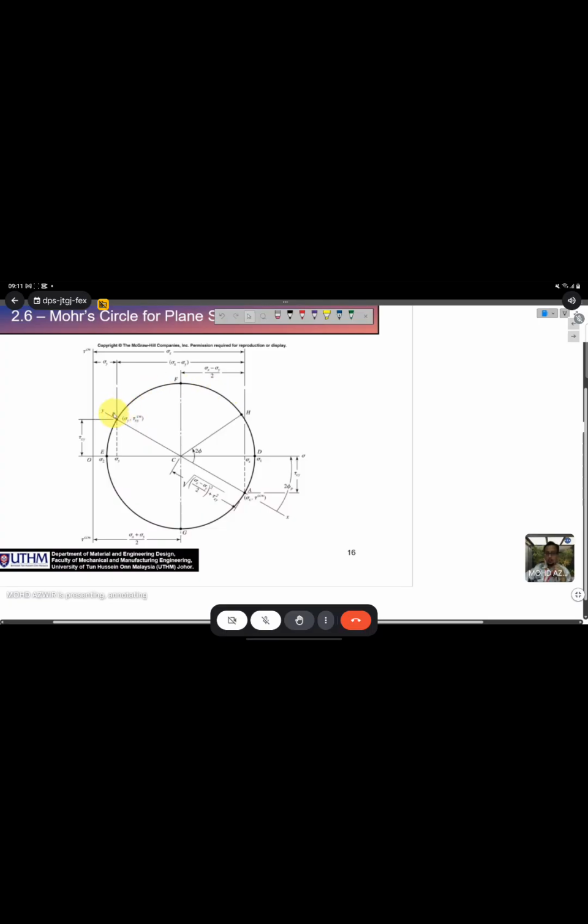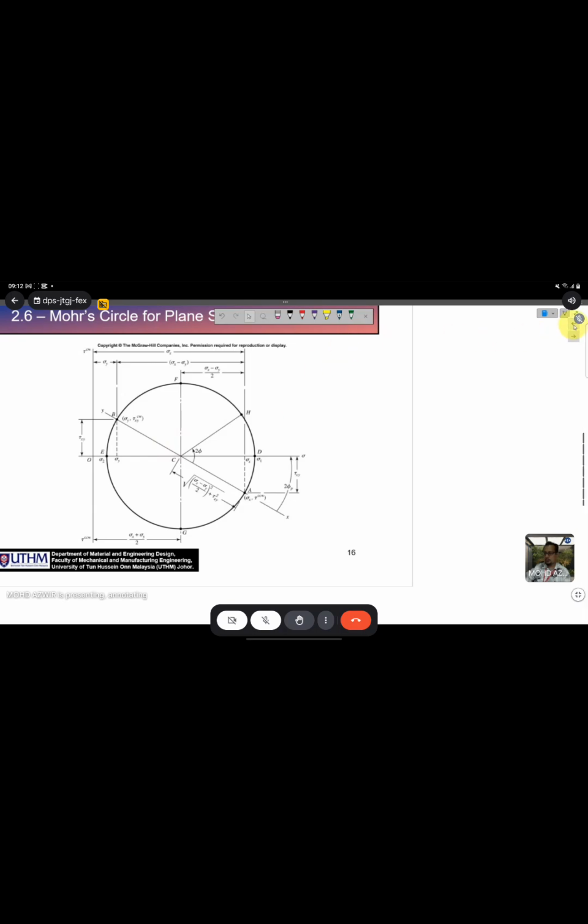And then from here, you take a compass, and then you draw a circle like this. Okay, and then if the circle intersects with this one, you get the sigma 2, and if it intersects with the maximum value, you get your sigma 1. Sigma 1 and sigma 2, you can read from the graph paper. Okay, so this is using the Mohr circle, but I do not advise you to use this kind of method because it takes longer time.